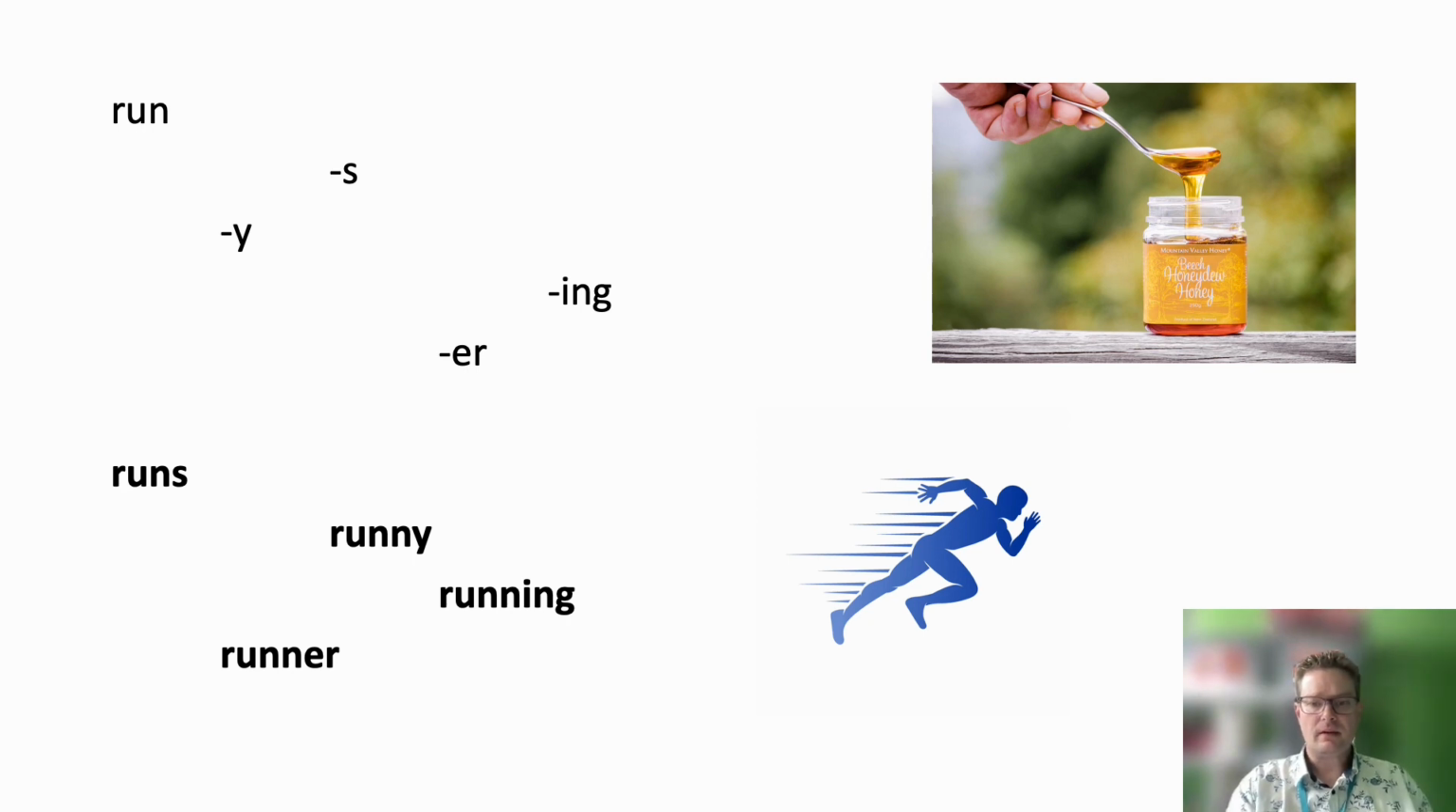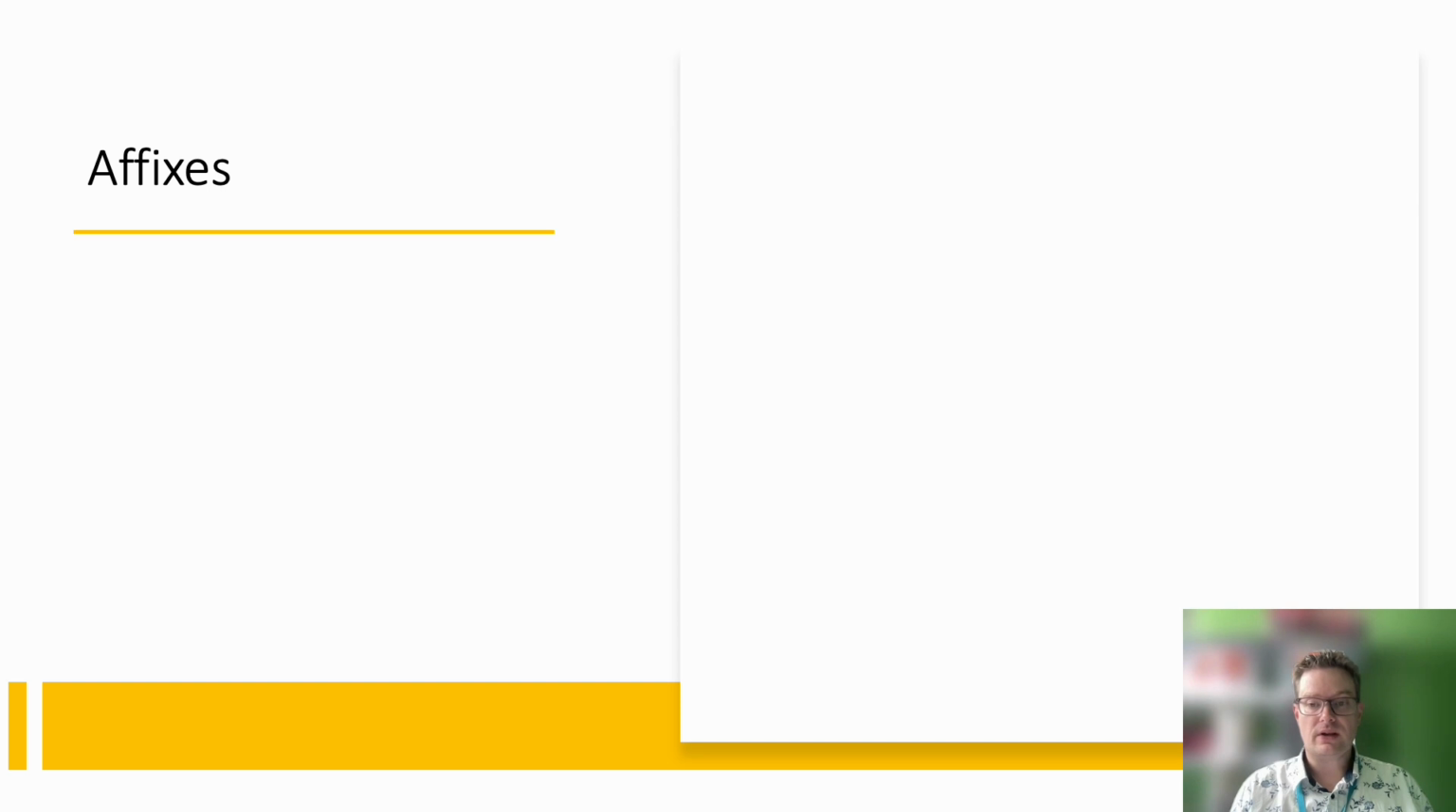Now, the technical term for anything that you attach to a stem, you've got your free morpheme, or the key stem in a word. Anything you attach to it is called an affix. And in English, we use three main types of affixes. The first one is a prefix. So if you think about it, pre means before. And an example of a prefix is something like dis, which means to undo something.